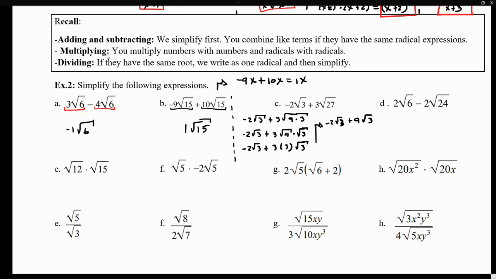Now notice that after the simplification, we can definitely see that they do have the same square roots. Both terms have a square root of 3. So therefore, I can definitely simplify them. You got negative 2 square roots of 3, and then you add 9 of those square roots of 3. Well, at the end, I just have 7 of those square roots of 3.